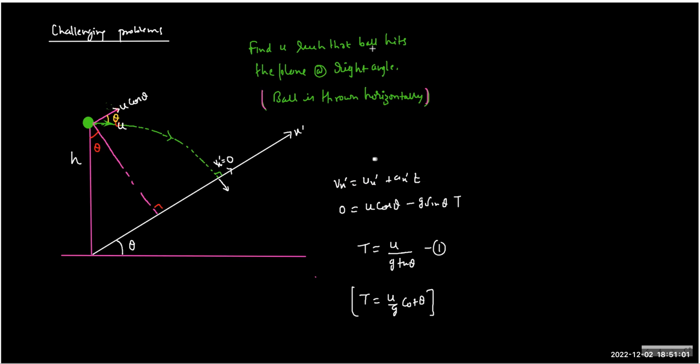Now, the question is, we got the time of flight. What else do we need to get into the picture? We need to make this perpendicular, so the H must be involved. Okay. So what else can you do?